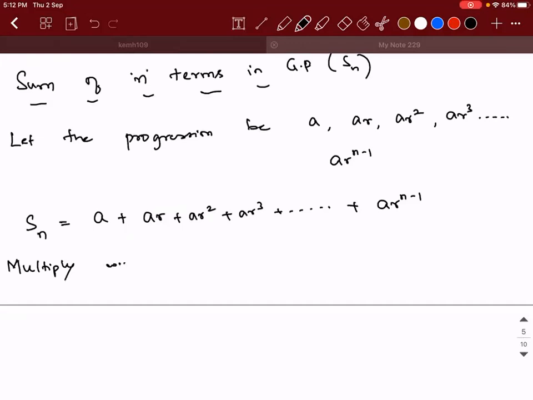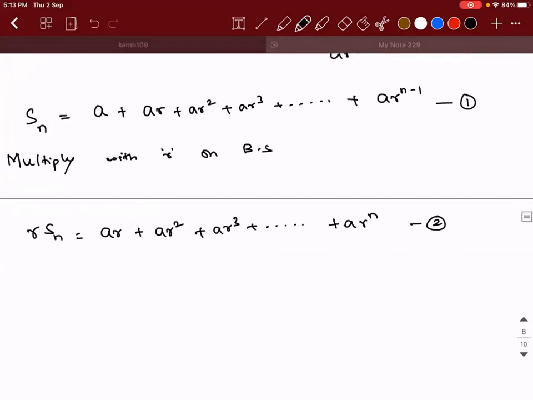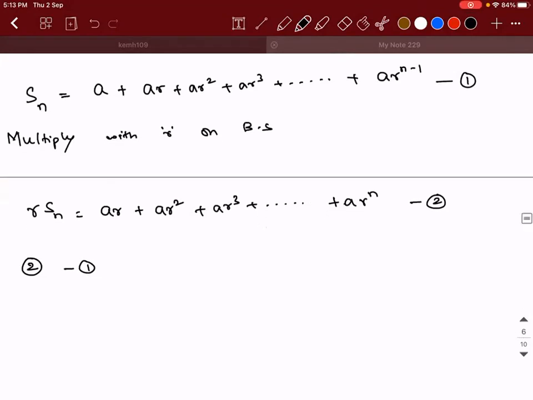Multiply with R on both sides. When you multiply with R on both sides, R times Sn will be equal to AR plus AR square plus AR cube plus so on till AR power n. Did you understand what I did? Yes, sir. First, second.